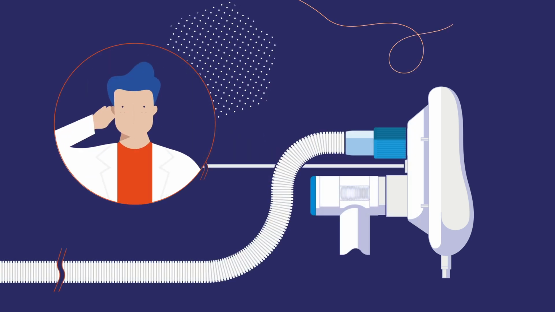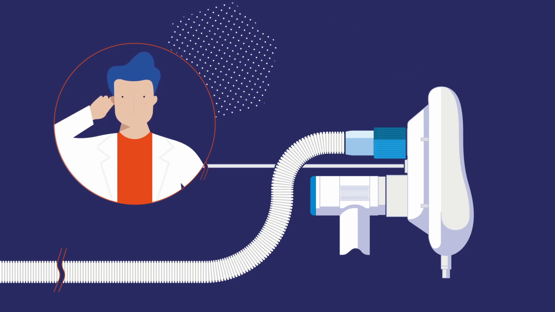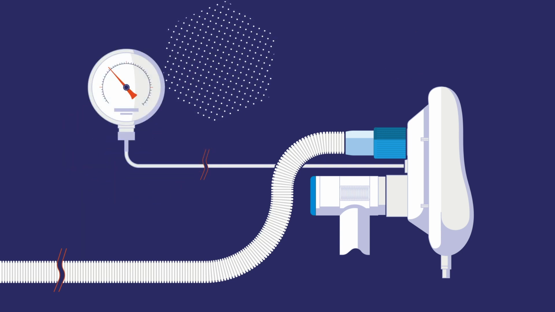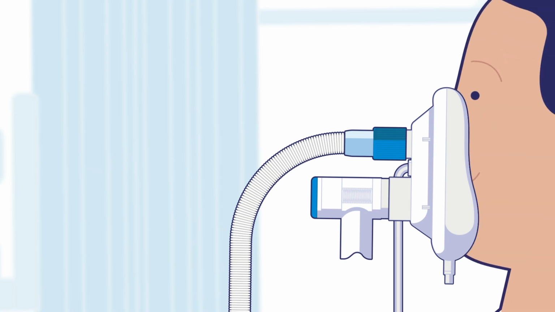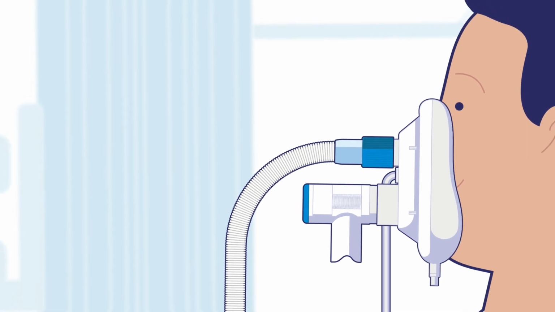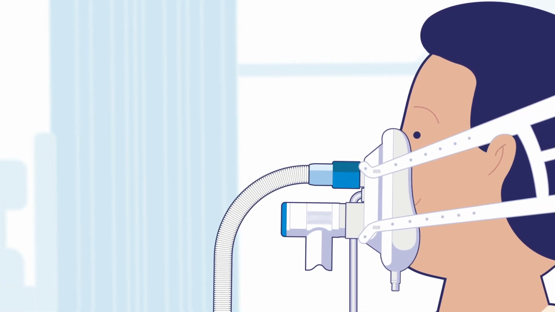Listen for leaks before attaching the CPAP mask to the patient. Once testing is completed and the desired flow rate has been set, place the CPAP mask onto the patient's face. Using the head strap to hold the mask in place, fasten it by placing the strap around the patient's head.